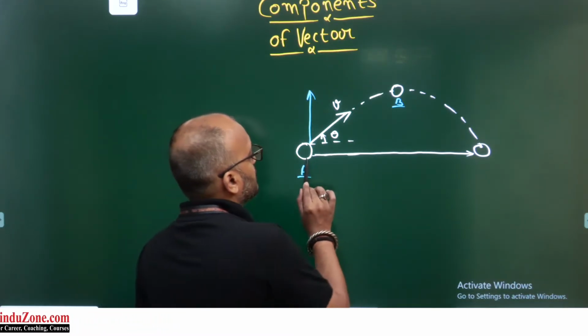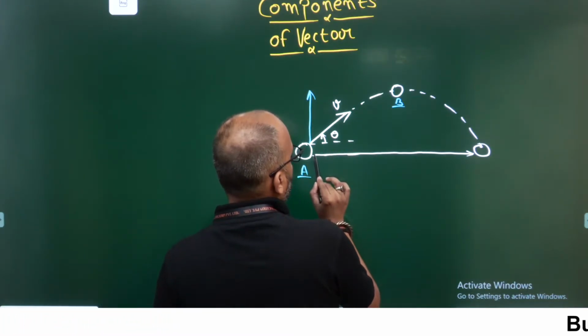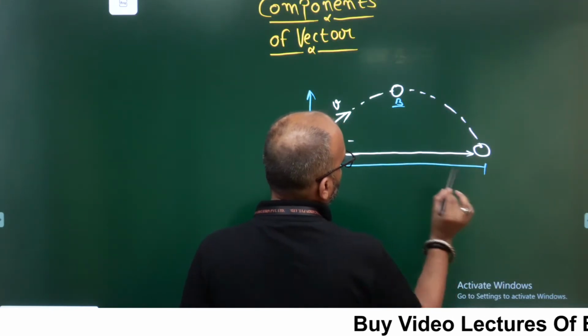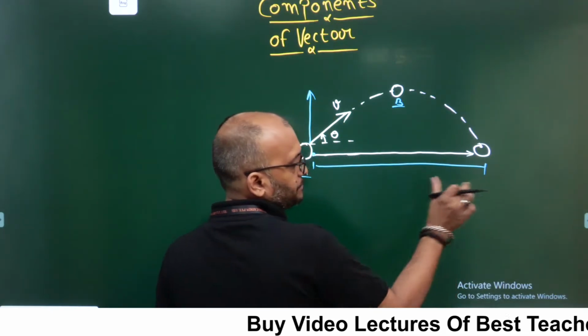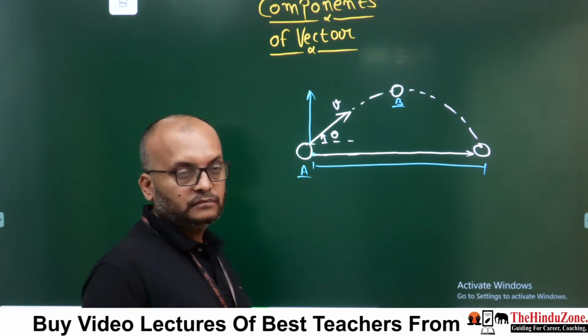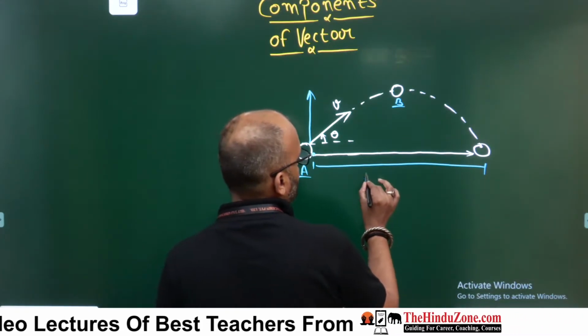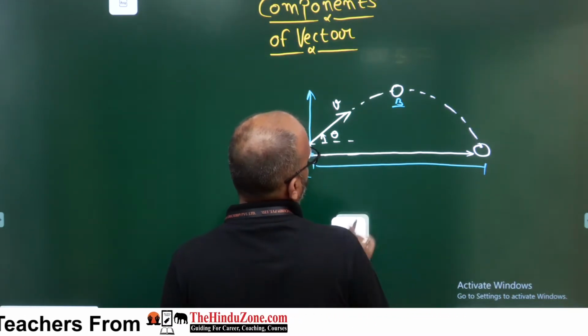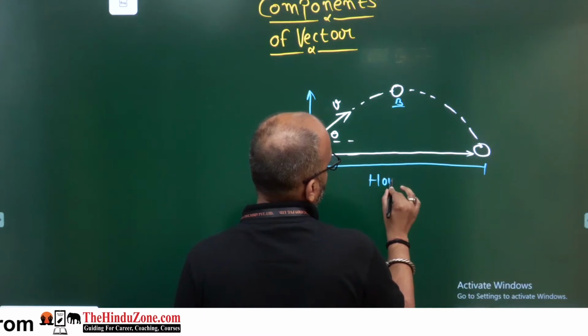And this velocity is giving some horizontal length to the ball as well. See, ball is covering some horizontal distance as well. We call this distance as range, or forget range. This is some horizontal distance.